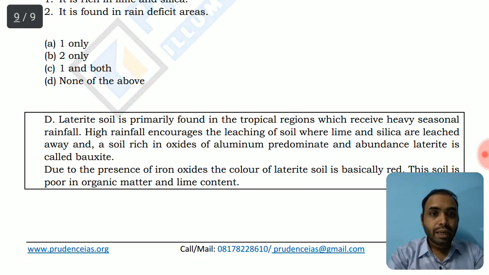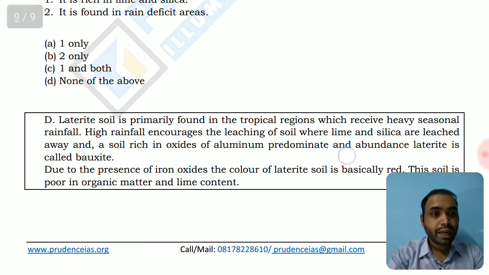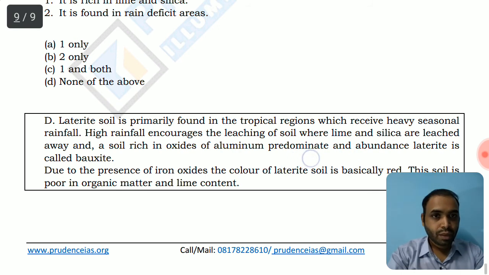Let's read the explanation. Laterite soil is primarily found in the tropical regions which receive heavy seasonal rainfall. High rainfall encourages the leaching of soil, where the lime and silica are leached away, and soil rich in the oxides of aluminum predominates, and so aluminum is predominant in the laterite soil, and an abundance of it in laterite is called bauxite. So this leaching by the rain occurs, and the lime and silica is leached away, while the oxides of aluminium are predominant. They are remaining. That soil which contains a high degree of aluminium compounds is called bauxite.